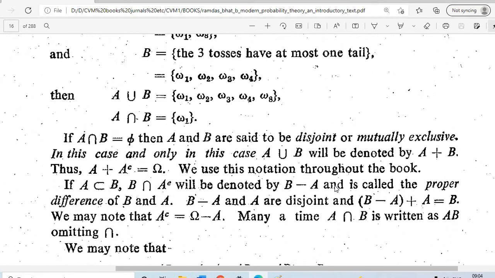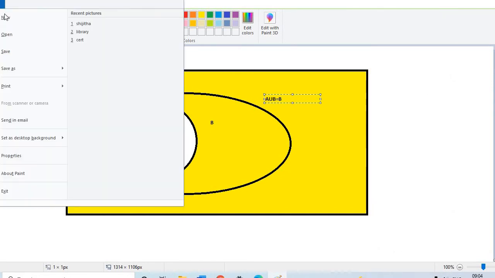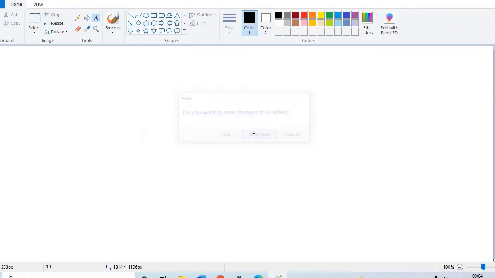Now, if the intersection A intersection B is equal to the null set, that is there is no common element between A and B, then we call A and B disjoint or mutually exclusive. And if A union B is the whole set, then A and B are called mutually exhaustive. You can draw a figure for that also.